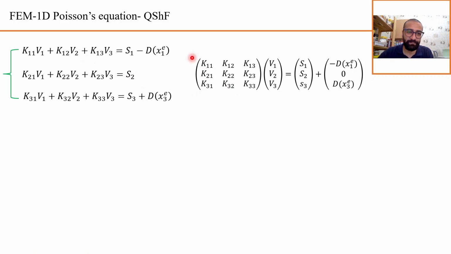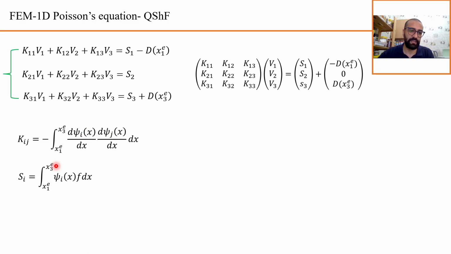And I can easily write the matrix form of this system of equations like the following: aij is the multiplication of the derivative of psi i and psi j, and the integration over the element. And s is the multiplication of the psi shape function by f, which is on the right-hand side of the Poisson equation, and here we assume that this is constant, again with integration from the lower boundary of the mesh up to the upper boundary of the mesh. And we define the zeta similar to the previous video.